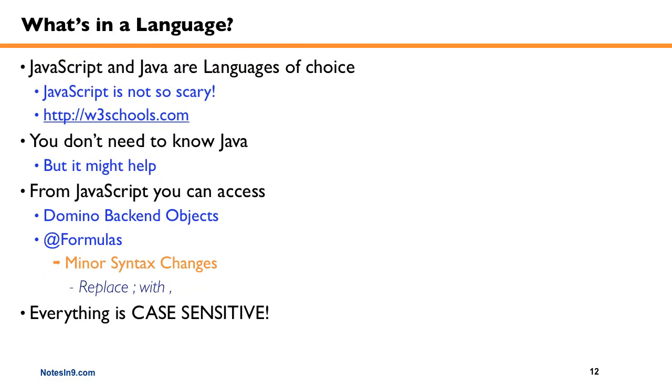Okay, so what is in a language? Well, JavaScript and Java itself are languages of choice in XPages. There's no question about it. Lotus script is not at the same level as JavaScript any longer. But JavaScript isn't so scary. I don't know JavaScript that well, because as a Notes client developer, I never really used it. But in XPages, I'm starting to use it a lot.